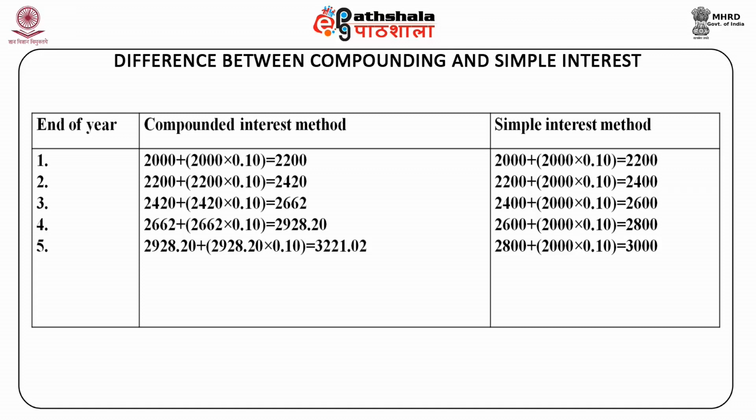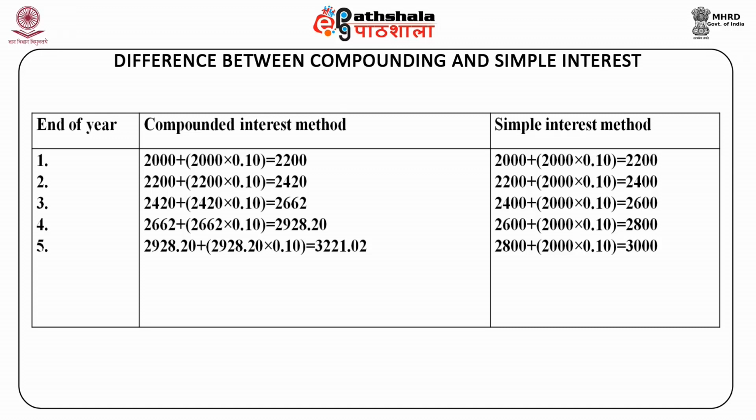Given the initial investment of rupees 2000, the accumulations under the two methods are, now look at the table. First column is end of year 1. Second column is compound interest method. Column 3 is simple interest method. At the end of year 1, under compound interest method, 2000 will become 2200. Under simple interest method, it also becomes 2200.